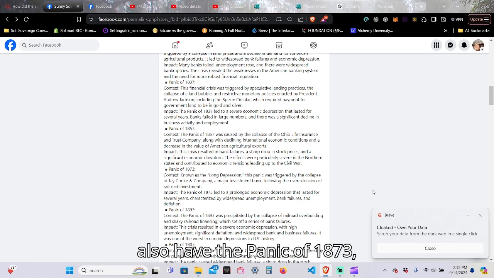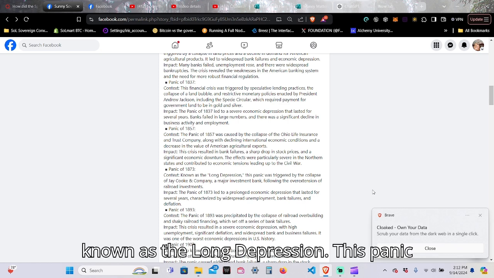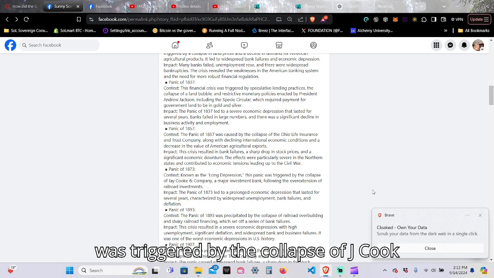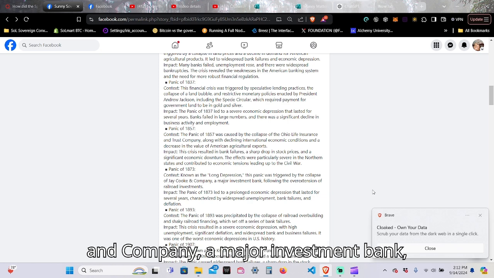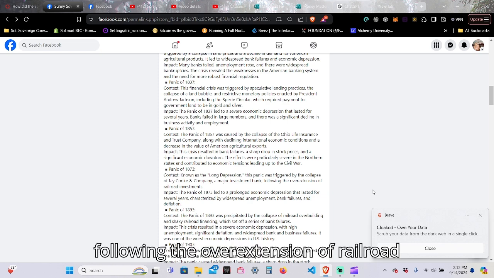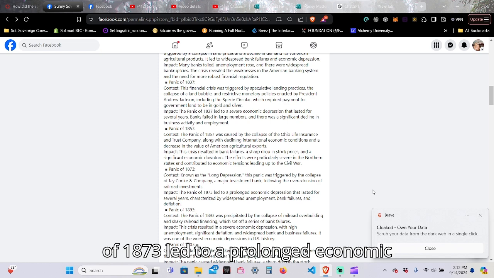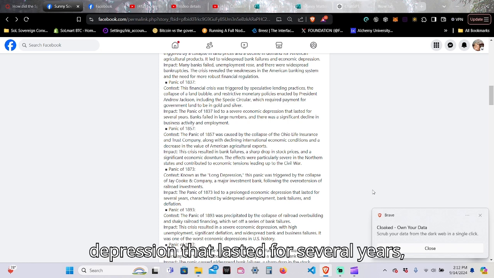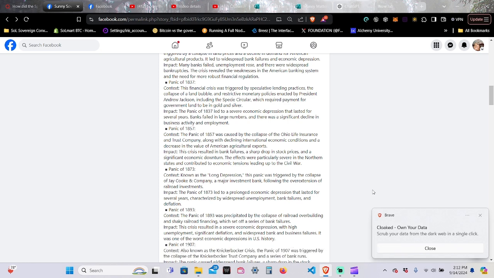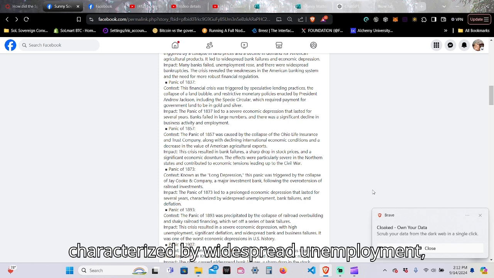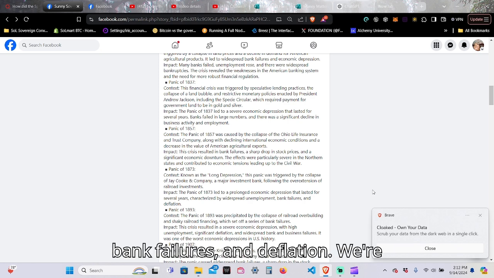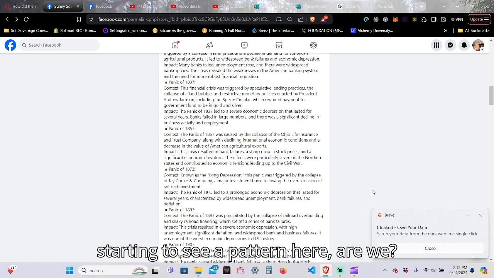We also have the Panic of 1873, known as the Long Depression. This panic was triggered by the collapse of J. Cook and Company, a major investment bank, following the overextension of railroad investments. The impact it had: the Panic of 1873 led to a prolonged economic depression that lasted for several years, characterized by widespread unemployment, bank failures, and deflation. We're starting to see a pattern here, are we?